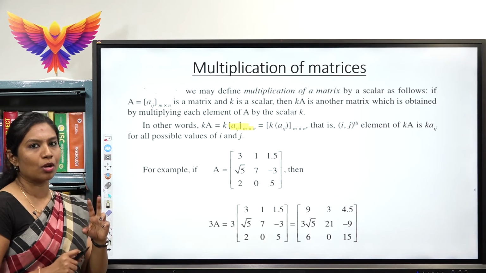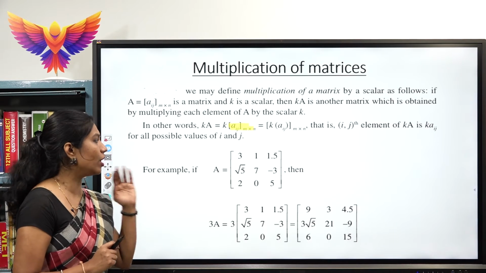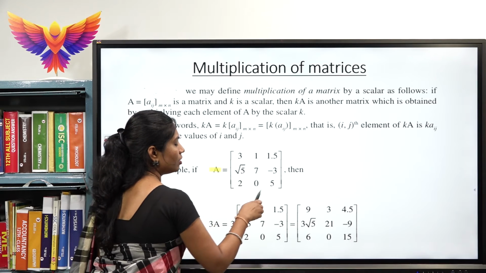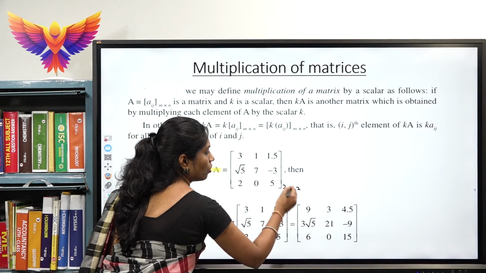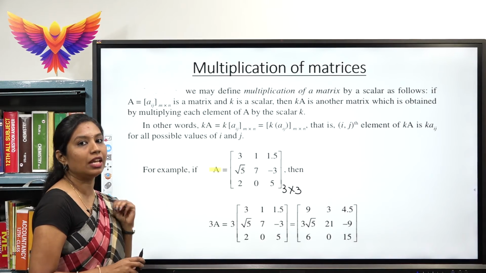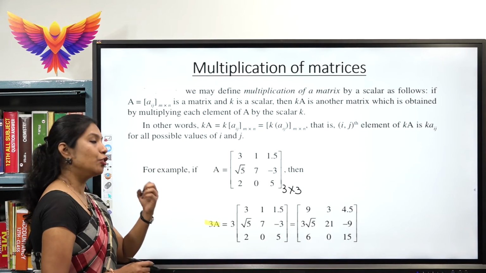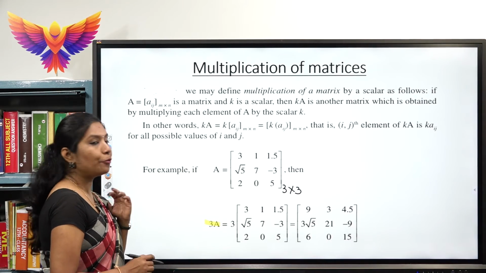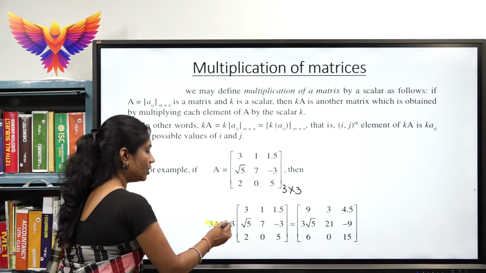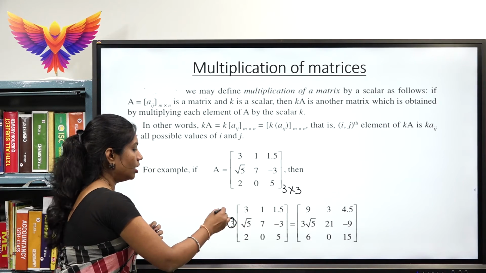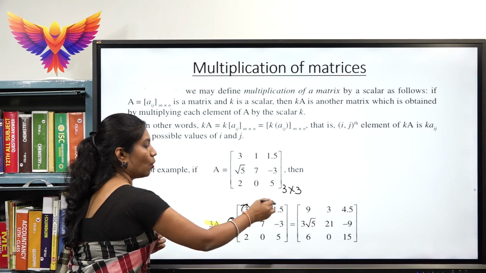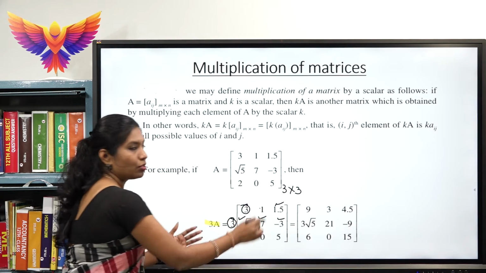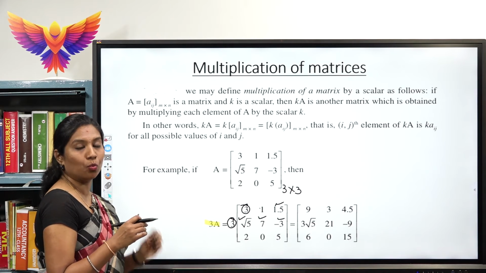We have already worked on one question where we had to multiply with the scalar. For example, I have considered a matrix A, which is a 3 cross 3 matrix. I am supposed to find out what 3A is. That is, 3 is a scalar. I need to multiply the scalar with each and every element of matrix A. So, I need to multiply 3 with all the elements in the given matrix, that is 3 into 3, 3 into 1, 3 into 1.5, 3 into root 5, 3 into 7, 3 into minus 3 and so on. All the elements need to be multiplied with the scalar here.